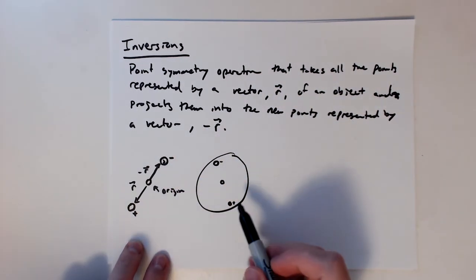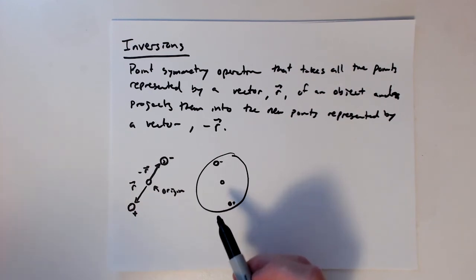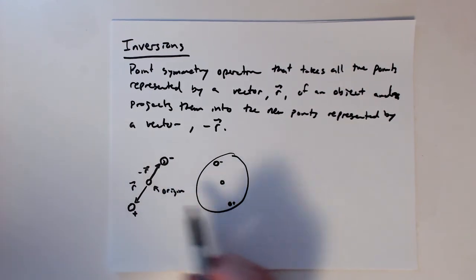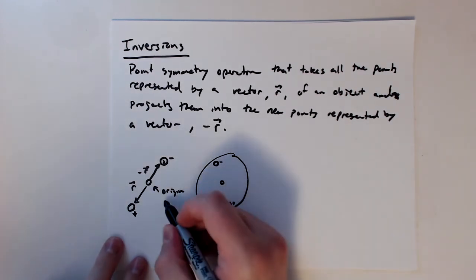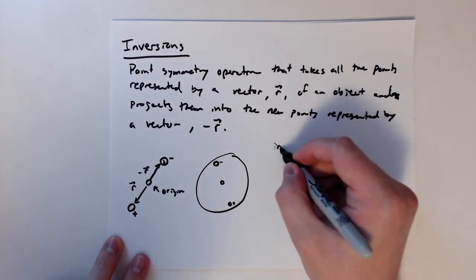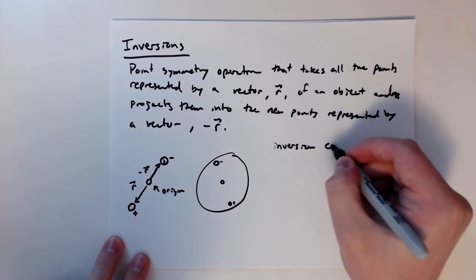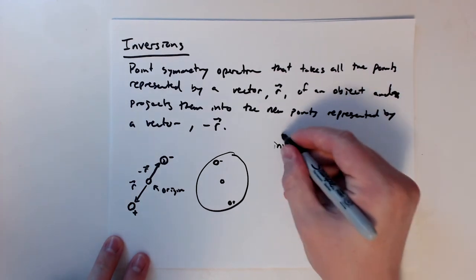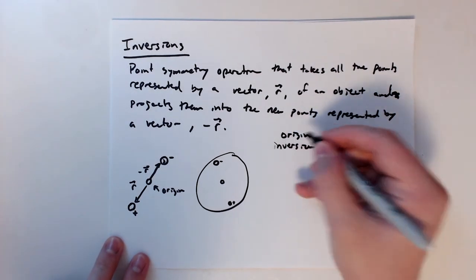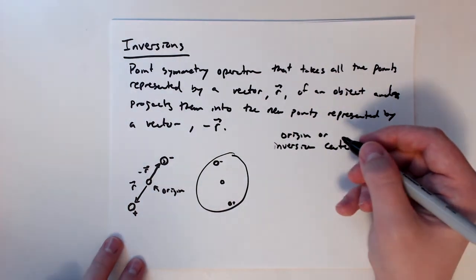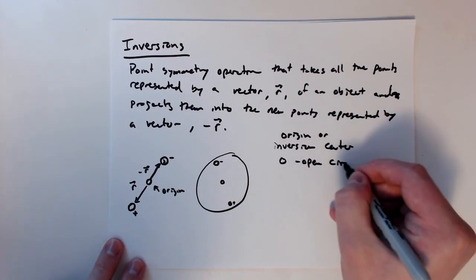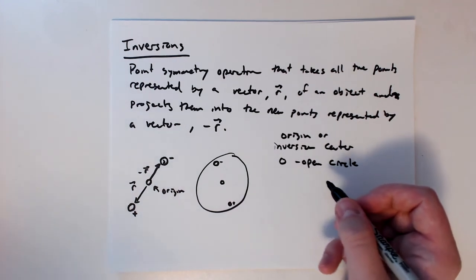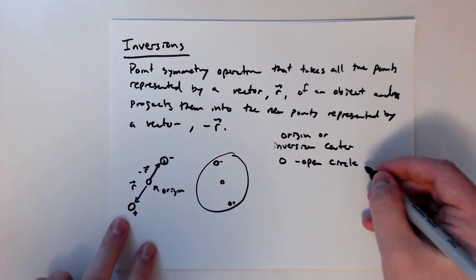And the reason I'm drawing it different ways is because depending on the sources you're looking at, you might see it drawn different ways to represent these symmetry operations. And so this origin we also call the inversion center. So this is that open circle. So if you see the open circle, that's referring to an inversion center.